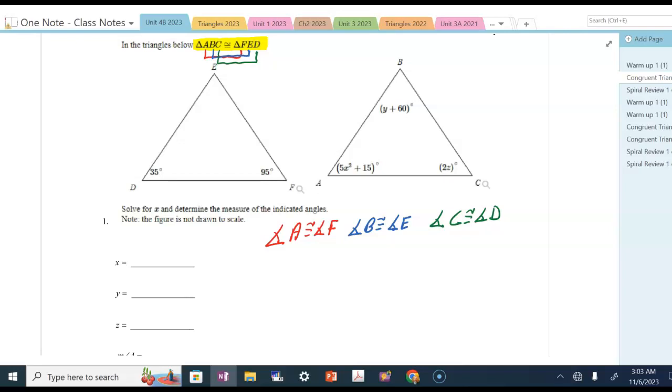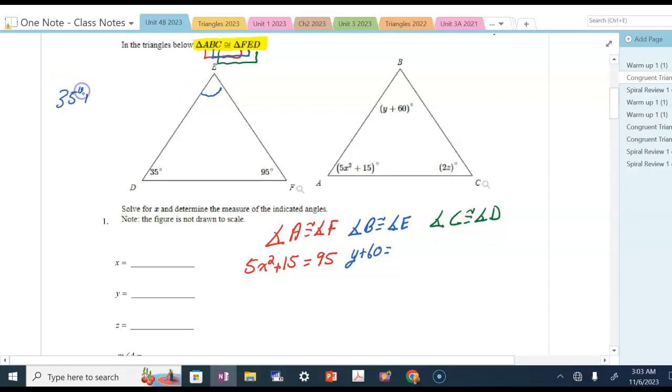Now if I look at the picture, angle A is 5x squared plus 15, and that's equal to angle F, 95 degrees. Angle B is y plus 60, and that's equal to angle E. Now I'm missing angle E, but I do know the angles in a triangle add up to 180.